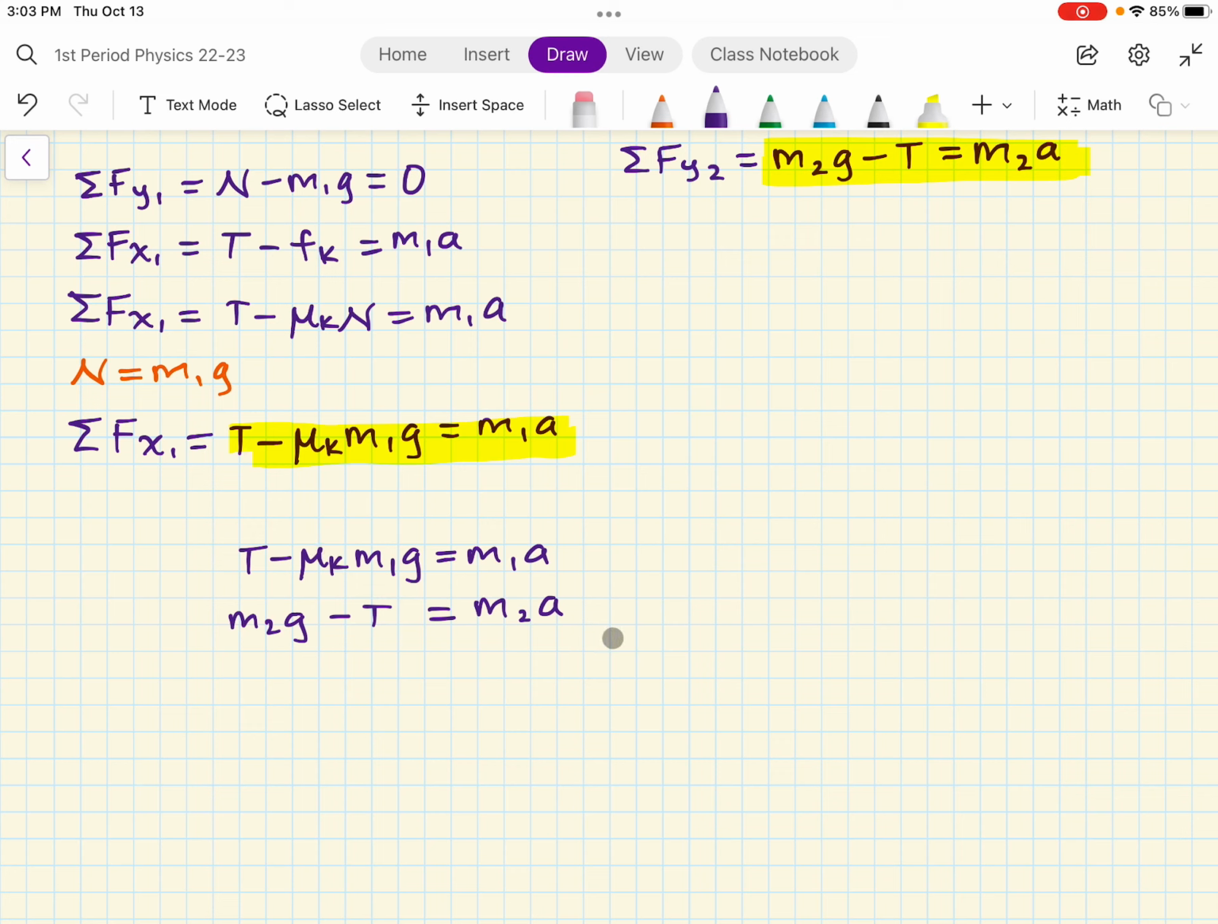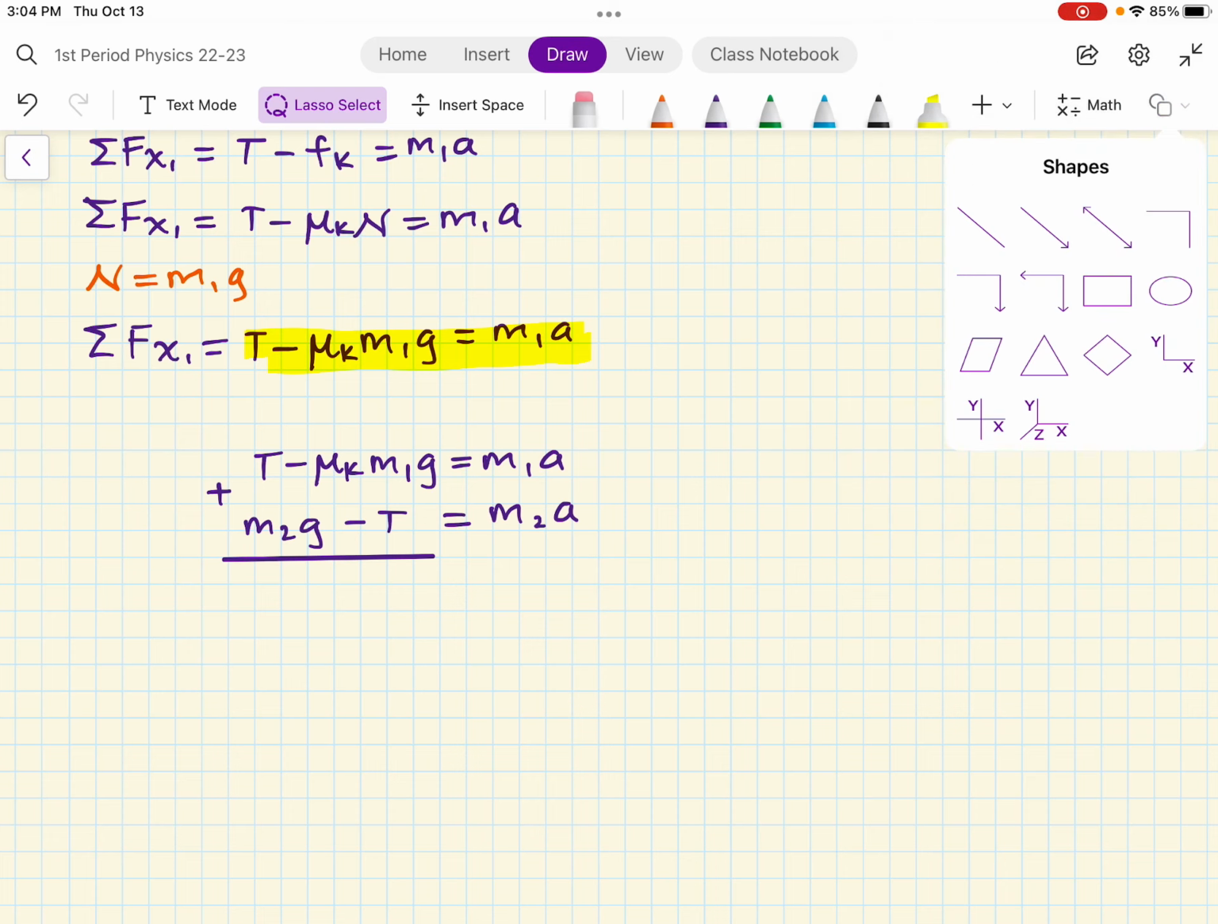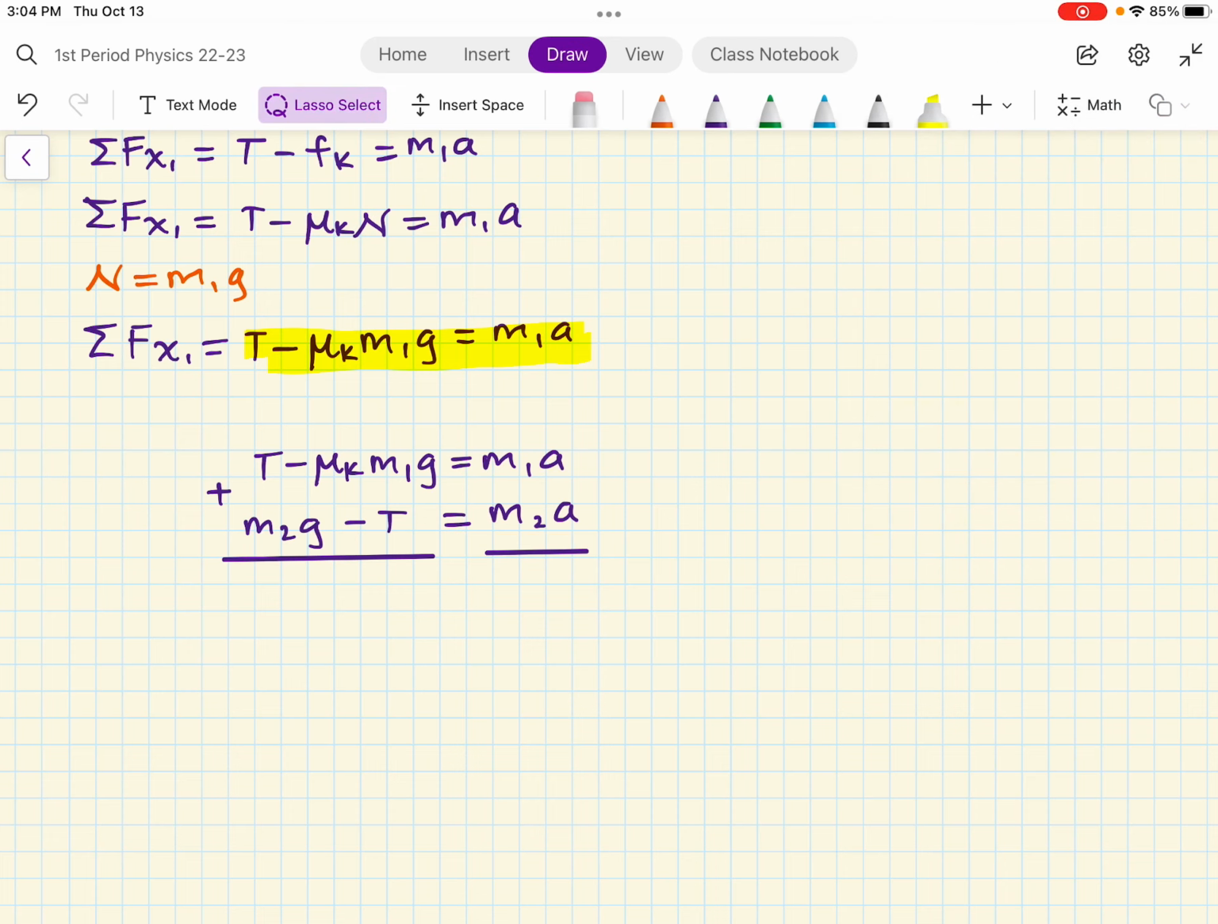Whenever you have a system of two equations with two unknowns, there's many ways to solve it. In this case, I'm going to combine both of my equations because I have positive tension and negative tension. So when I combine them, when I add them up, these are going to cancel, which is very, very convenient. Okay, so let's add it up. Let me add some lines here because I'm not going to be able to draw them straight. You guys know that.